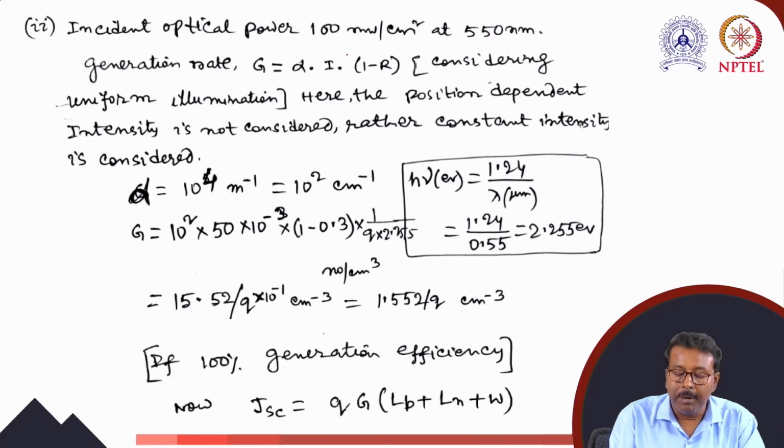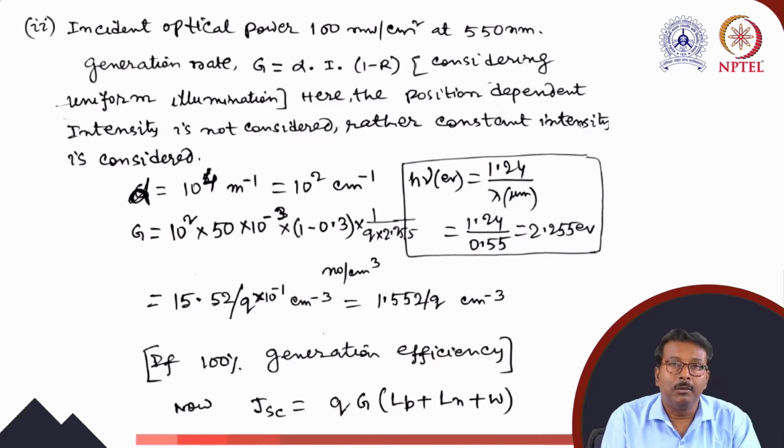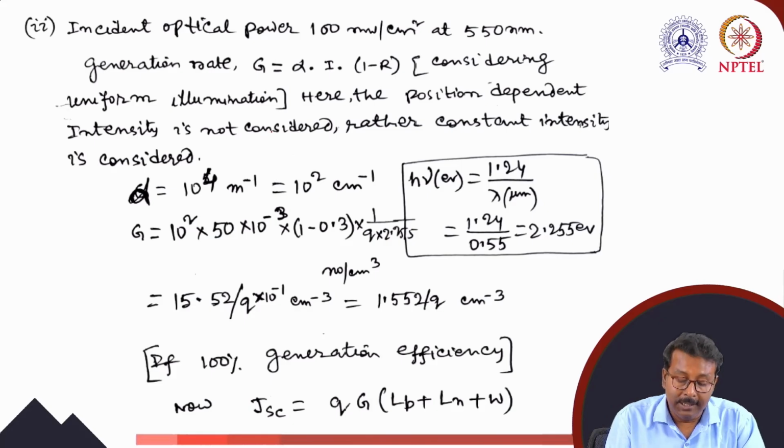Now incident optical power is given. The second part, you have to calculate the short circuit current density, and the wavelength is given, 550 nanometer. And the formula for short circuit current density, you know, JSC is equal to Q times generation rate times (Lp plus Ln plus W). The Lp part you can neglect because the N side itself is very thin, so it is almost equal to Ln. W also is very small compared to the other values. So in this particular case this can be equal to Q g into Ln.